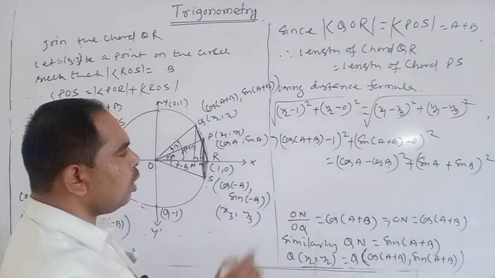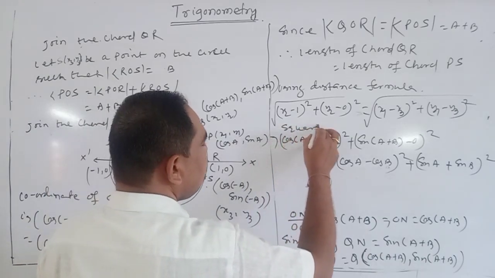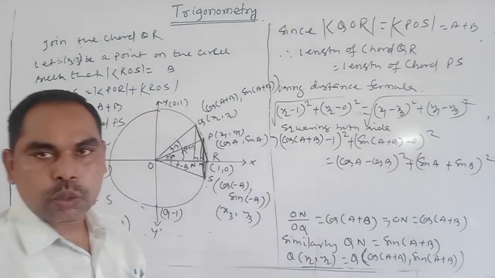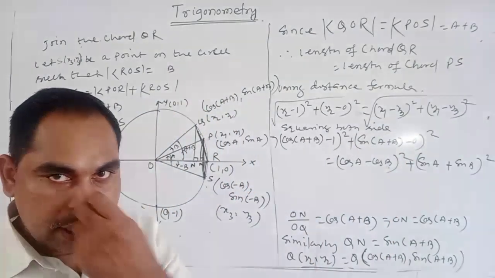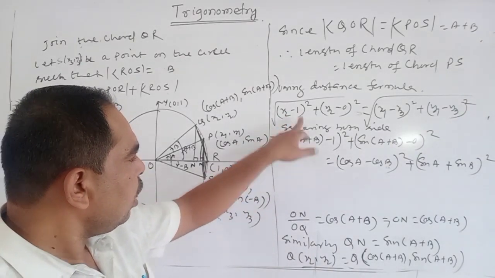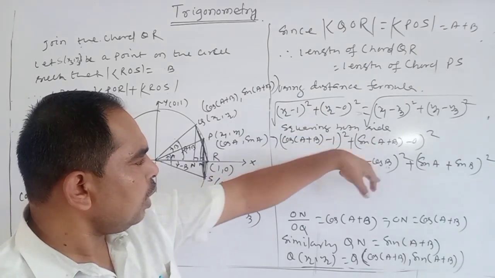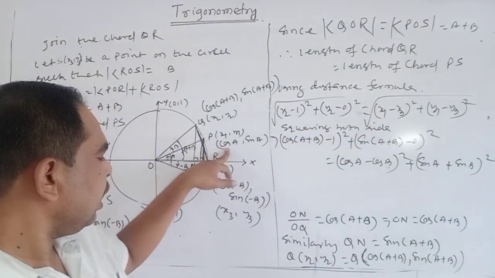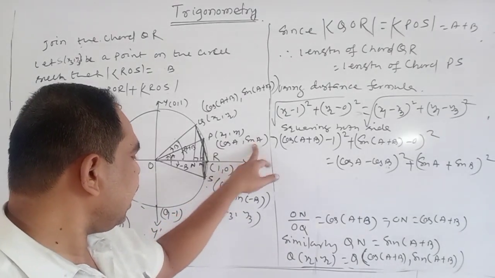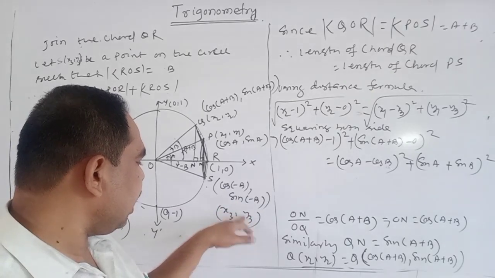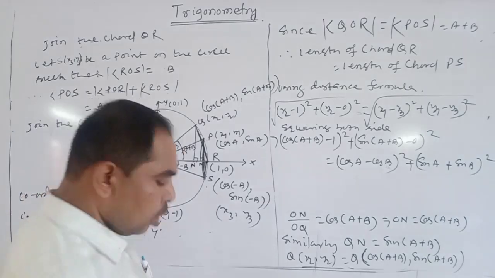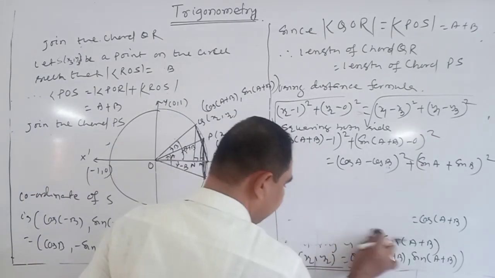Squaring both sides, okay, squaring both sides. So the square goes: x2 is cos a plus b, 1 is there, y2 is sin a plus b, x1 is cos a, x3 is cos of minus b which means plus cos b, y1 is sin a, y3 is minus sin b, since sin minus b means minus sin b, okay. So simplifying this.